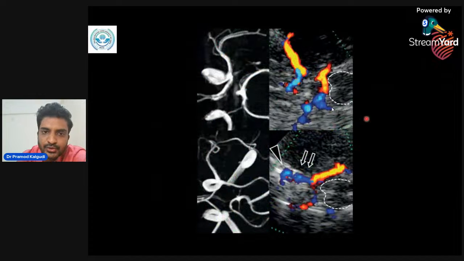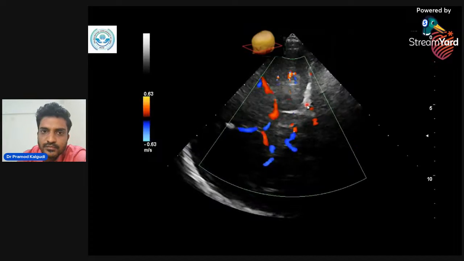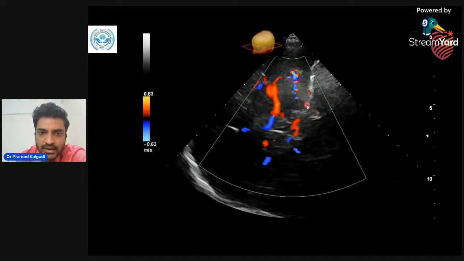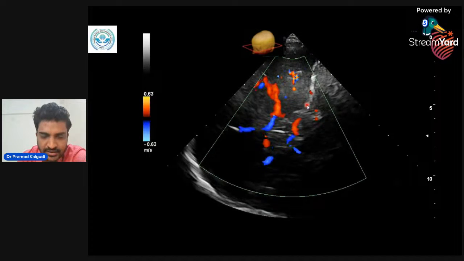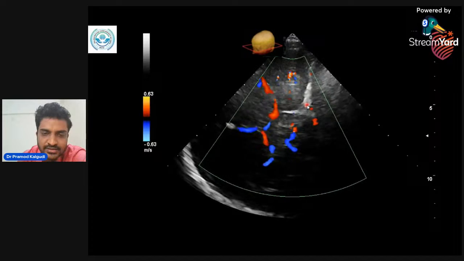This is again to show you that common anomaly, where you can see that your PCA is arising from your ICA. This is called fetal type of PCA. So here you can see a system which connects your anterior and posterior, that is your PCOM. So this is your PCOM here. With that, we have covered the intracranial compartment, the major arterial system.